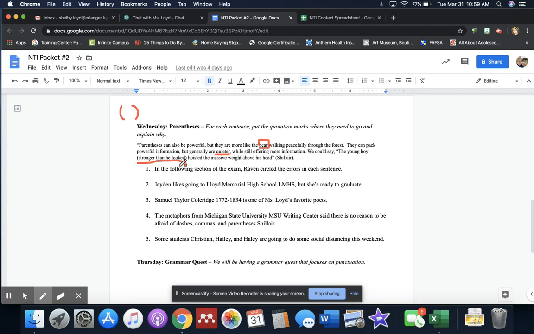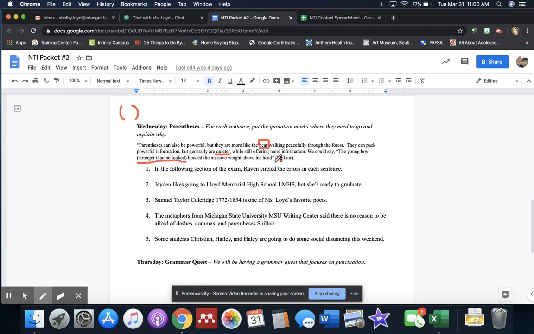Okay, so like I said, it's a whisper. So dashes are like, look at this info. The boy who should not be able to lift stuff is lifting something. Boom, we want to emphasize that. The comma just gave us information. The young boy who was going to the gym a lot was able to do this. And now we have this one where it's like the young boy, stronger than he looked, hoisted the massive weight above his head. It is still that extra info, and it is powerful info, but it's quiet information. It's a whisper. If we take it out, the sentence still makes sense, but having it in there really changes how the whole thing is presented.